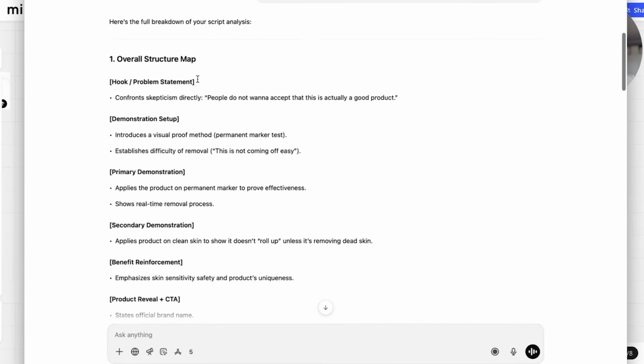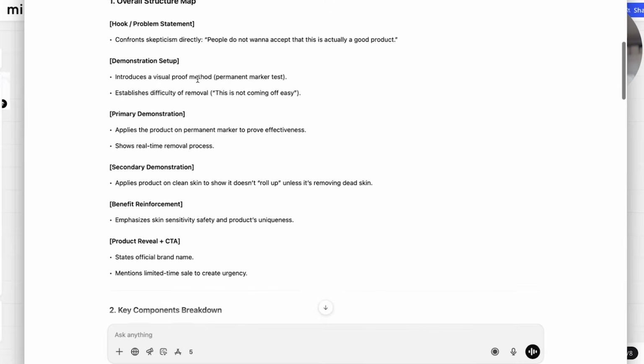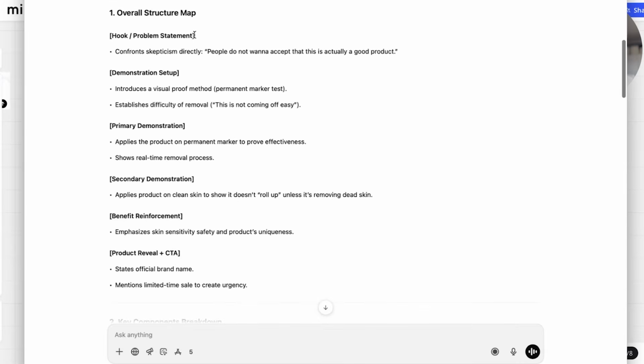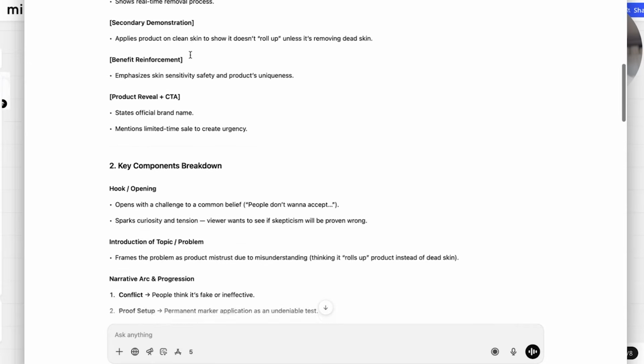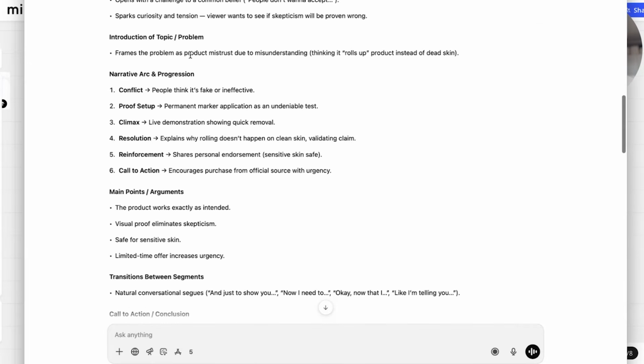So right here is a complete analysis breakthrough. ChatGPT gave us an overall structural map of how the video was scripted step by step, right? This is extremely important because a viral video becomes a viral video because it followed a specific script structure. And this is the script structure that she used: conflict, proof setup, climax, resolution, reinforcement, and call to action.